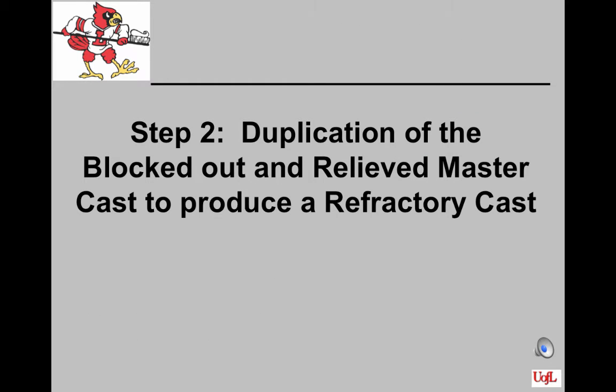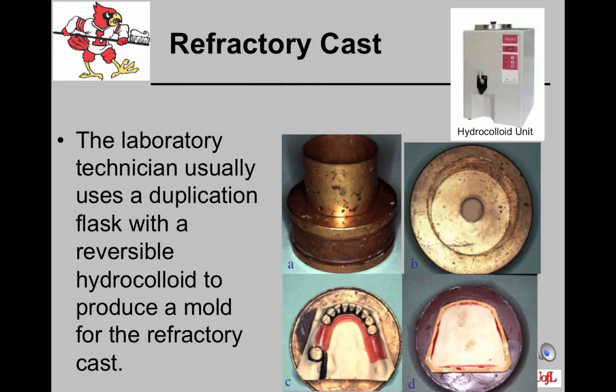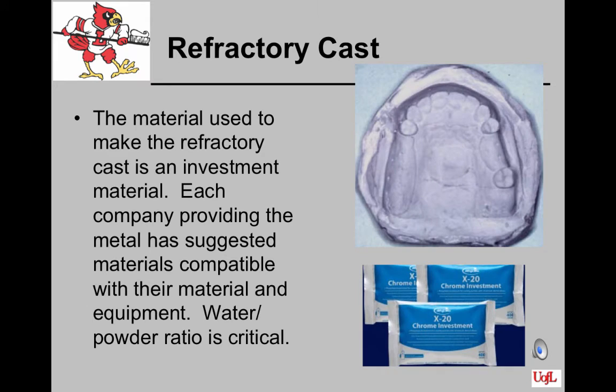After we have blocked out and relieved our master cast, the next step is the duplication of the blocked out and relieved master cast to produce a refractory cast on which to wax our framework. The laboratory technician places the blocked out and relieved master cast into a duplication flask. He then uses reversible hydrocolloid material to produce a mold for the refractory cast. The mold is then filled with an investment material.